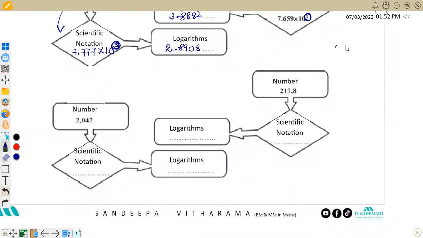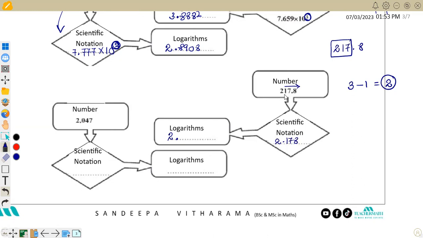217.8. Let's find the characteristic using the short method. You count the number of digits, 3, subtract 1, it is 2. That means the characteristic of the logarithm equals 2. Let's identify: yes, we have to shift only 2 digits in the decimal place.